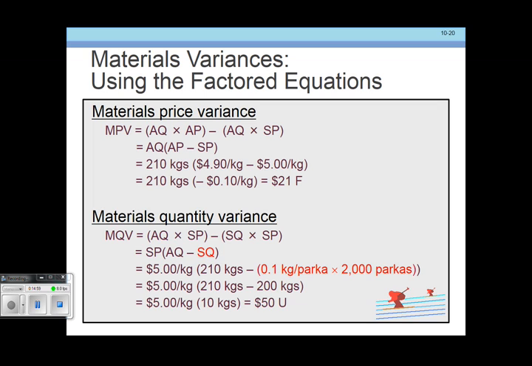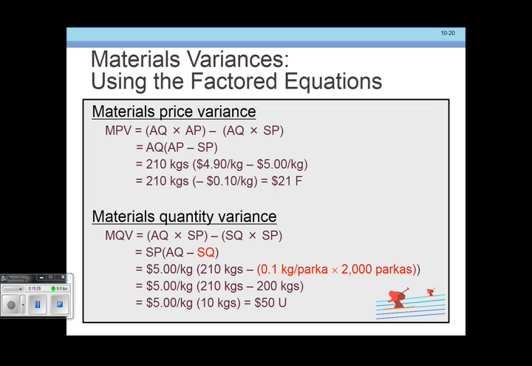So when you multiply 210 times negative 10, it's negative $21. I have a hard time imagining that negative $21 is favorable. To me, a negative $21 is unfavorable. Now, I understand what that's telling me is I spent less than I should have. So I understand what it's telling me. I just struggle with the sign. And I struggle with the sign also on the material quantity variance.